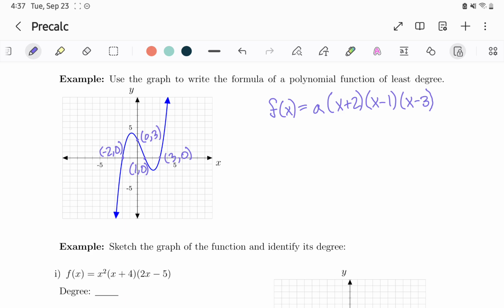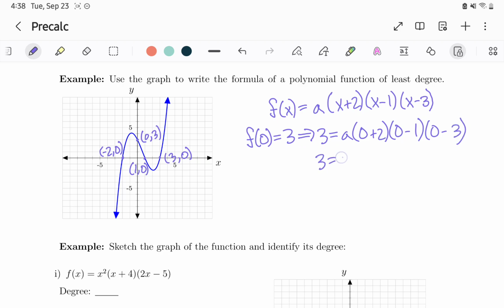All right. So this is what our polynomial function should look like up to figuring out the value of that leading coefficient a. So let's go ahead and do that now. Since the y-intercept is at 0, 3, this means that f of 0 is going to be equal to 3. So we can use that to say, okay, 3 equals a times 0 plus 2, times 0 minus 1, times 0 minus 3.